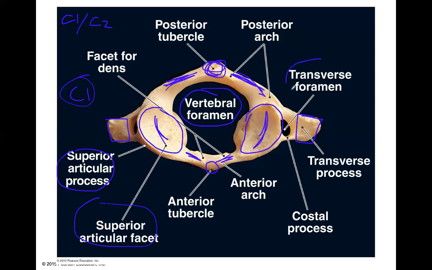Here is the transverse foramen. The transverse foramen is that hole, the two holes that travel through the transverse process, and that's for the vertebral artery to travel through.